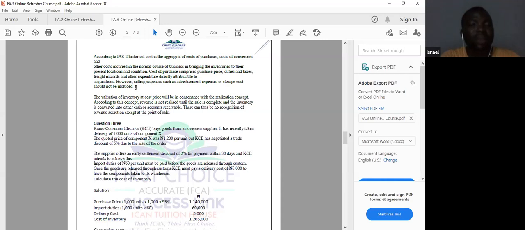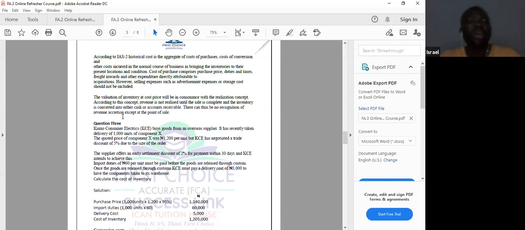That's what cost is all about. So if I purchase an item now of 20,000, the cost of moving it from that point to my warehouse will be added onto it. If I involve anybody to come and work on the inventory before I can use it, then that also will be part of my cost.